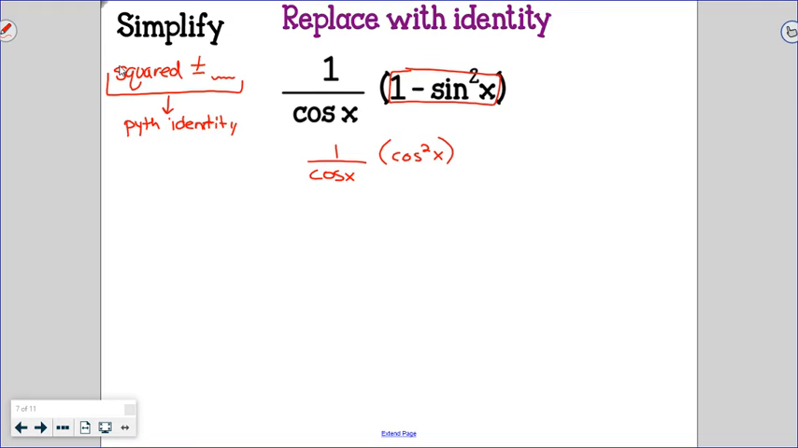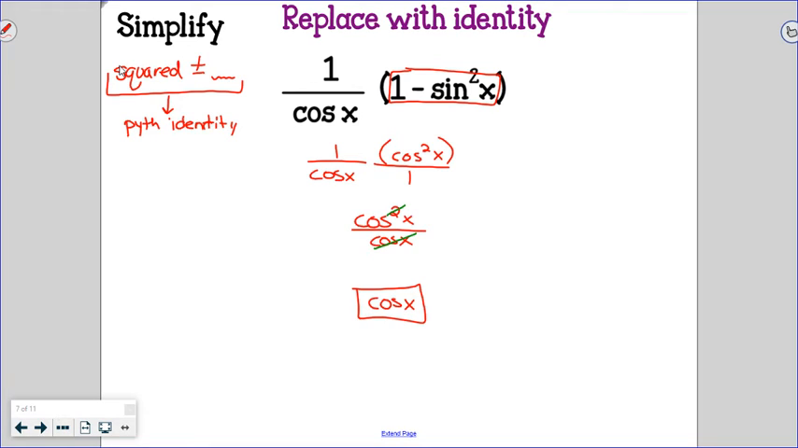This is all multiplication, right? And all multiplication means I get to multiply straight across the top, straight across the bottom. And this is what we kind of previewed earlier today. If I have a cosine of x in the bottom and a cosine squared in the top, I can simplify one of those from each of those places and be left with cosine x.